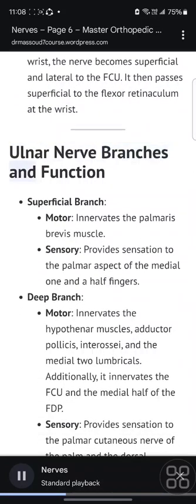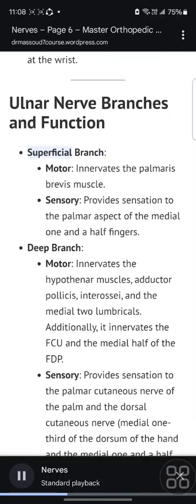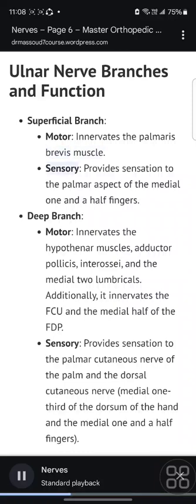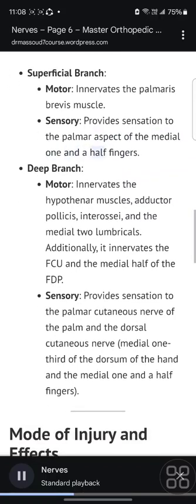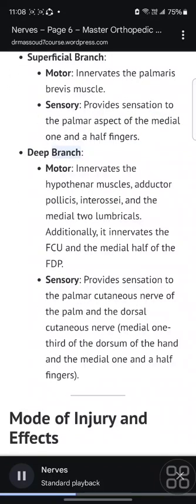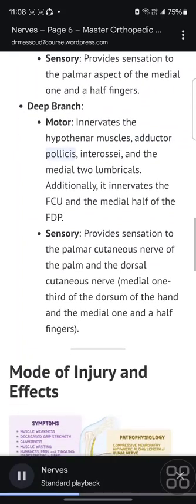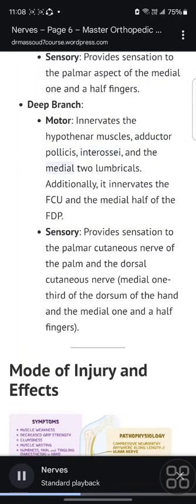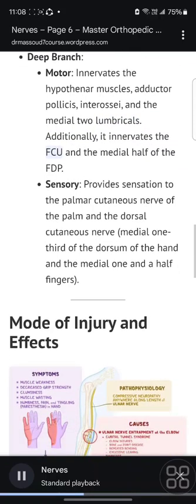Ulnar nerve branches and function. Superficial branch. Motor: innervates the palmaris brevis muscle. Sensory: provides sensation to the palmar aspect of the medial 1½ fingers. Deep branch. Motor: innervates the hypothenar muscles, adductor pollicis, interossae, and the medial 2 lumbricals. Additionally, it innervates the FCU and the medial half of the FDP.